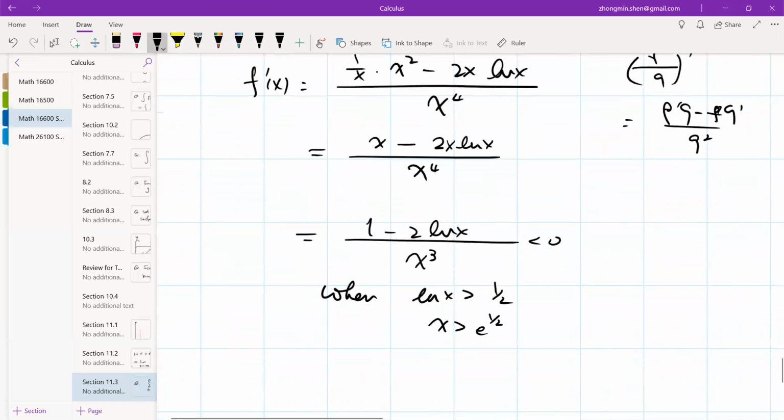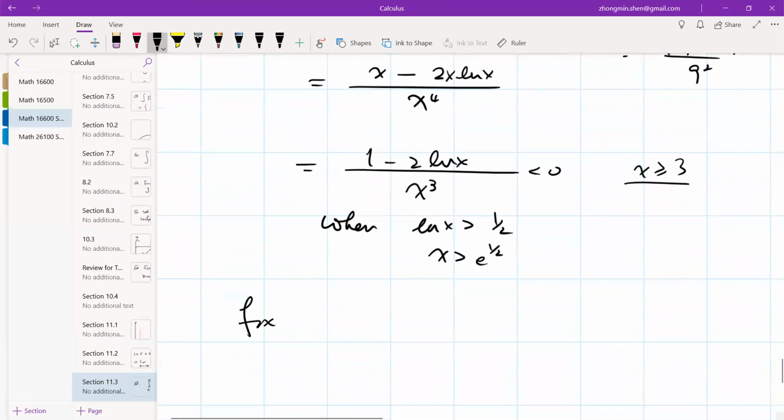Okay? e is 2.7. So this is clearly true for x greater than or equal to 3. Now, I don't know if natural log of 2 is greater than 1/2 already, but the natural log of 3 is greater than 1/2. Okay? And after that. That's good enough. So that means f of x is decreasing on this interval.